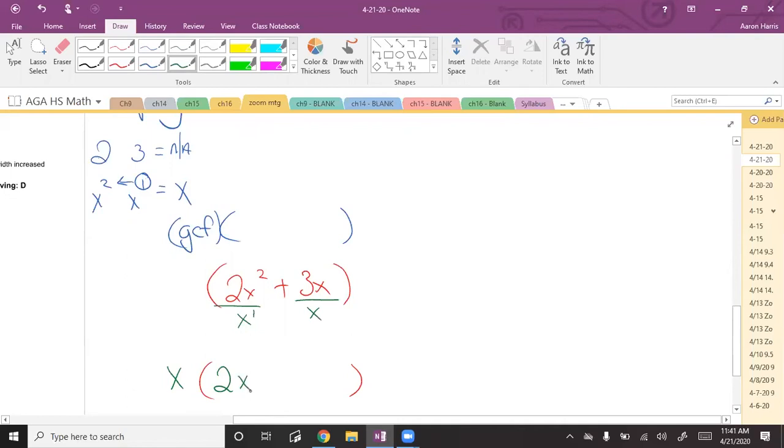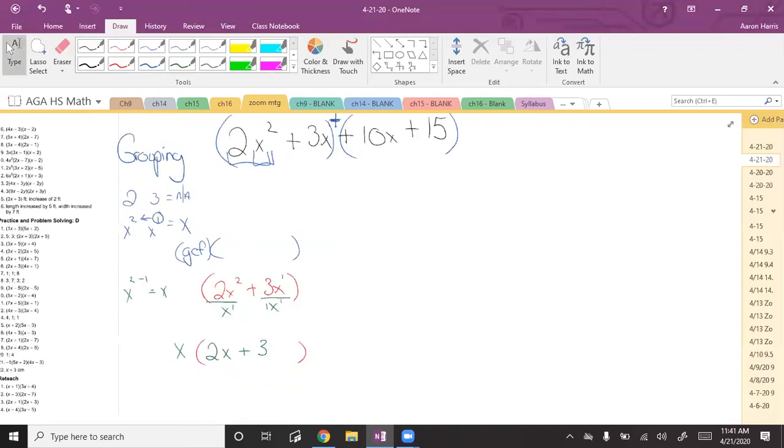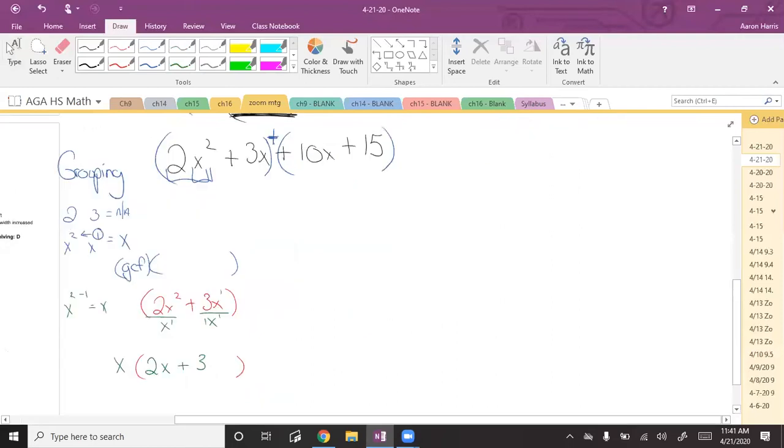x. It's x to the 2 minus 1, so I get x. 3 divided by 1 is what? 3. And then x divided by x is just 1, correct? Yes. All right, so now I factored this first part. This first part factored is x times 2x plus 3.